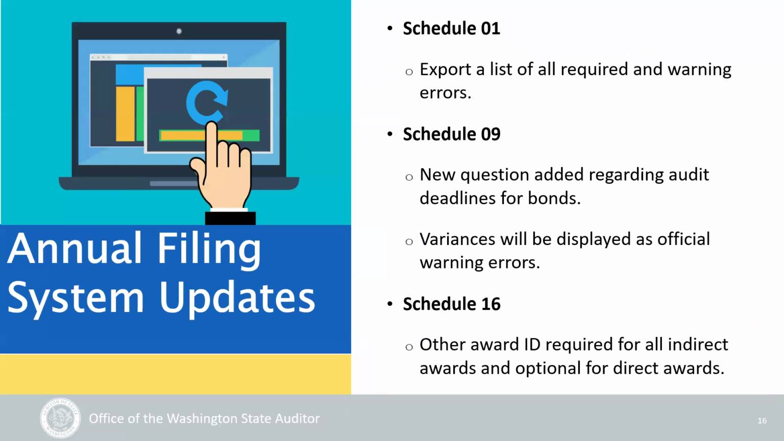We have some minor updates to the annual filing system. For the Schedule 01, we have added the ability to export a list of all required and warning errors. On the Schedule 09, we have added a new question regarding audit deadlines for bonds to make sure that our office can work with you on meeting those deadlines. We have also changed the display of variances as official warning errors. On the Schedule 16, the other award ID is required for all indirect awards and optional for direct awards.